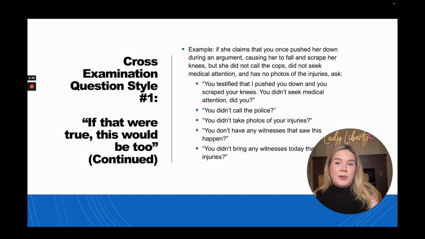You didn't call the police. You didn't take photos of your injuries. Now, that's a big one. We all have our cell phones. We're all taking pictures of everything. Even if you're really scared, you might still, when you're going to the bathroom, putting Band-Aids on, whatever, take some photos of your knees. So that one is kind of suspicious here, to not even have photos of that.